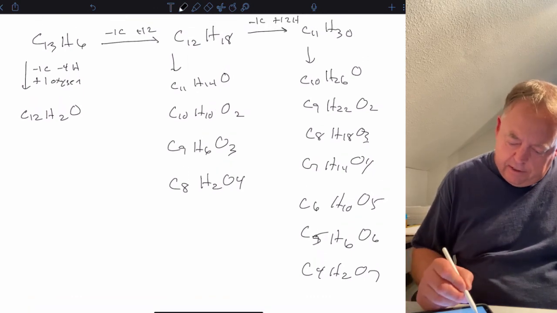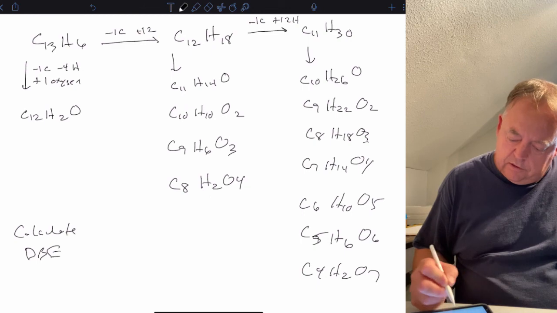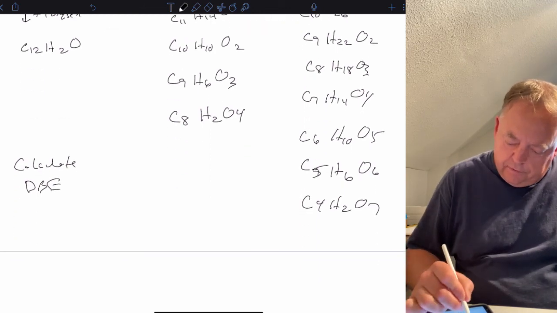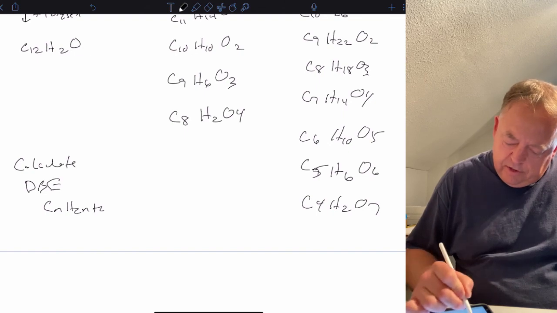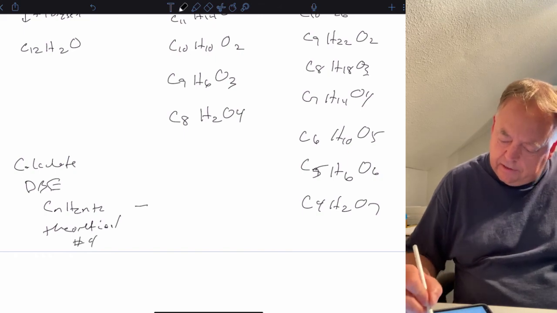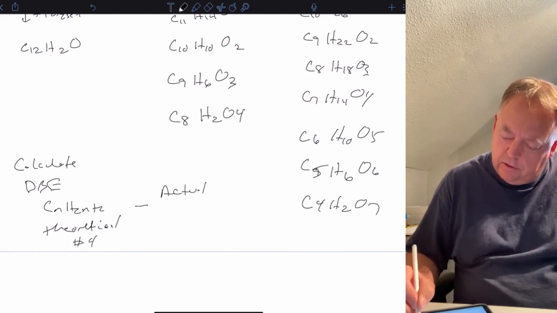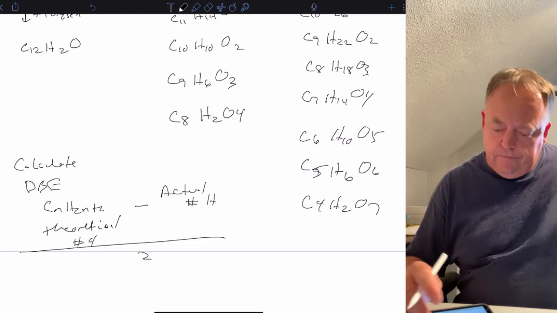Okay, so let's calculate double bond equivalencies. Using this formula, CnH2n plus 2 is the theoretical number of hydrogens, minus the actual number of hydrogens, and then we're going to divide all of that by 2.